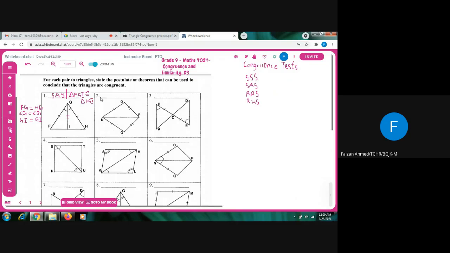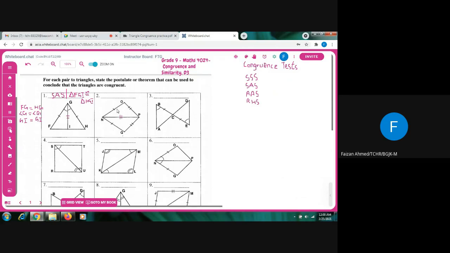So now moving on to the next figure, question number 2. In question number 2, again we have two triangles, and the figure is telling us that this side is equal to this side, and these two sides are also equal, and we know that this side is a common side which is present in both the triangles.